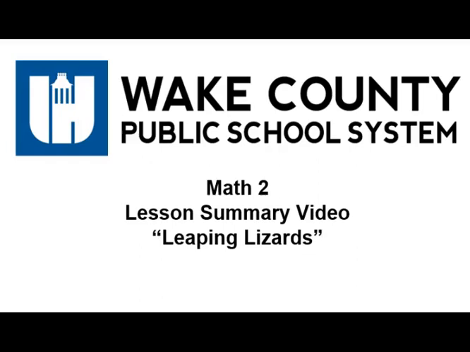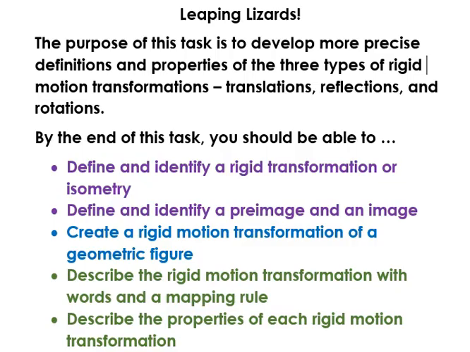This is the Math 2 lesson summary video for Lesson 1, Leaping Lizards. In this video, we will be looking at the task Leaping Lizards. The purpose of this task is to develop more precise definitions and discover properties of the three types of rigid motion transformations: translations or slides, reflections or flips, and rotations or turns.